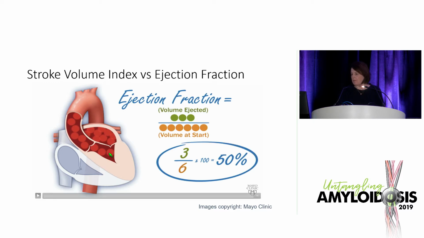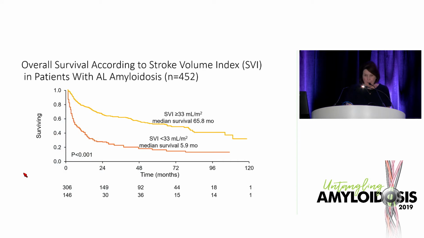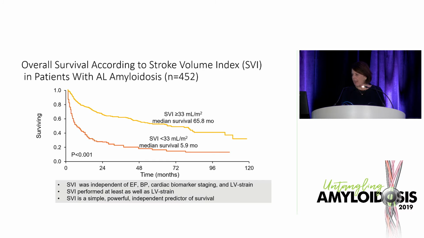And this would be an amyloid patient with a very small ventricular cavity. So you might have a reasonable ejection fraction, but a very low stroke volume. And Dr. Milani, who's in the audience, looked at the overall survival according to stroke volume index in patients with AL amyloidosis and noticed that a stroke volume index of less than 33 was a very good discriminator of prognosis. And this is independent of EF, of blood pressure, of biomarker stage, and even LV strain.